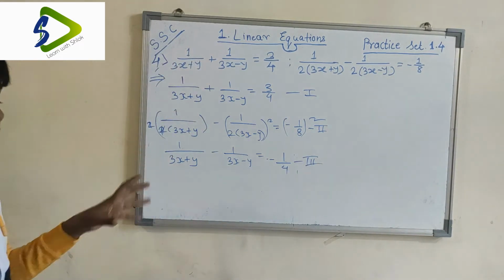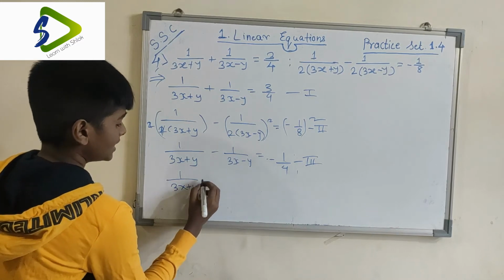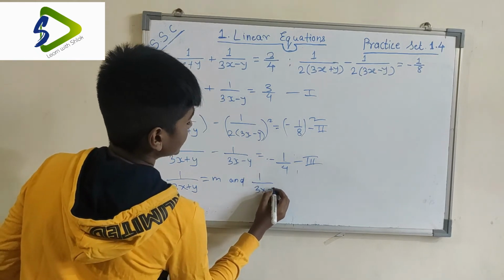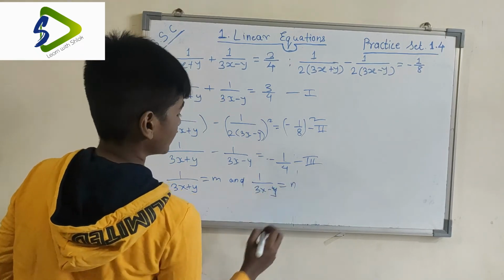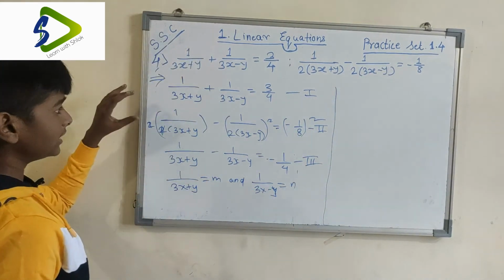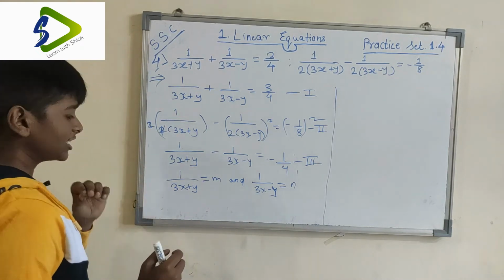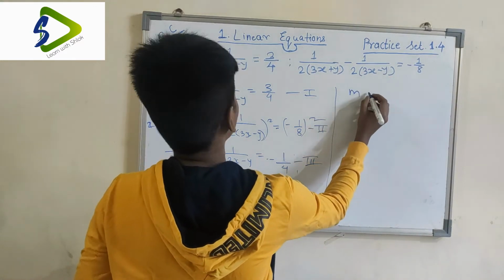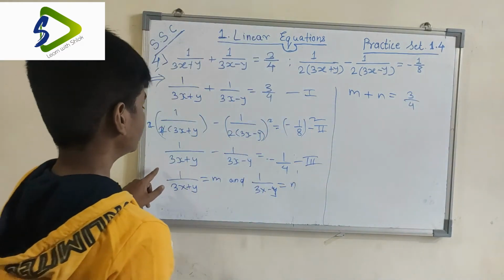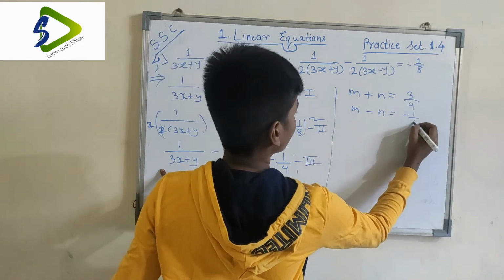So now we can consider the m and n that we usually do. So we can consider 1 by (3x plus y) is equal to m and 1 by (3x minus y) is equal to n. Now let's find the values of m and n. So let's write the equations. Instead of writing 1 by (3x plus y), we write it as m plus n is equal to 3 by 4, and in the second equation it is m minus n is equal to minus 1 by 4.